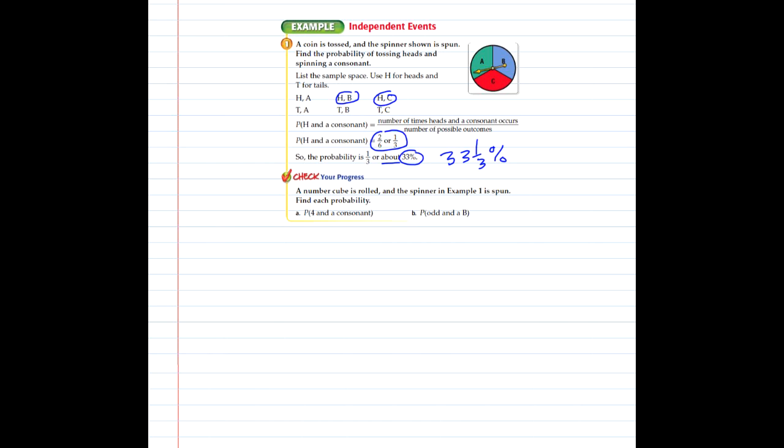Check your progress. A number cube is rolled and the spinner in example 1 is spun. Find each probability. Well, the probability of tossing a 4 is 1 in 6. We have 2 consonants out of 3 here, so that probability is 2 out of 3. We can simplify here and here before we multiply. So the probability of tossing a 4 and spinning a consonant is 1 in 9.